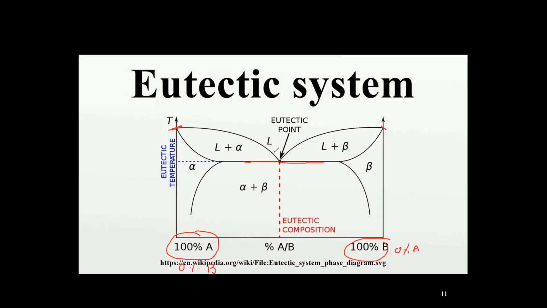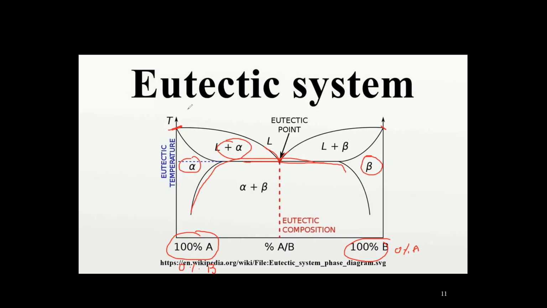These two lines intersect here. This portion is called liquid plus alpha, this portion is called liquid plus beta, this is beta, and this is alpha. Within this region we have alpha plus beta. So alpha, beta, and liquid are the different phases. This is the point where the melting point is very low, and it is called the eutectic point.